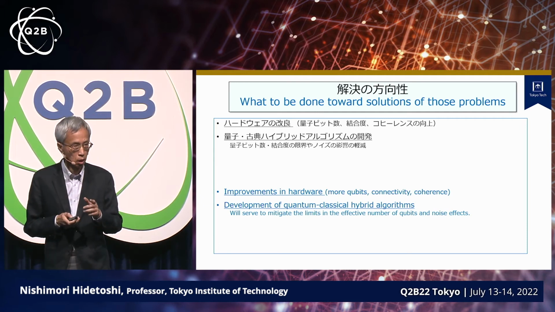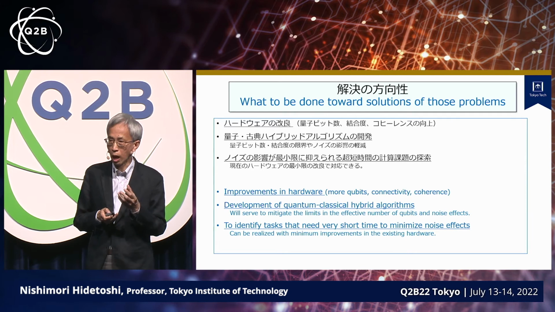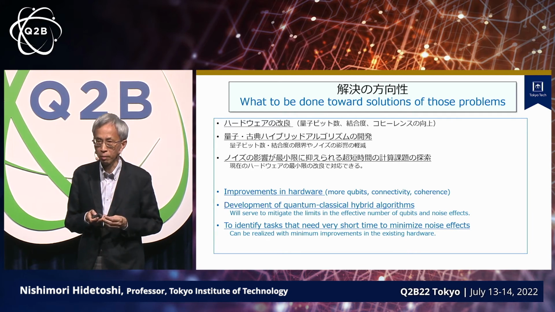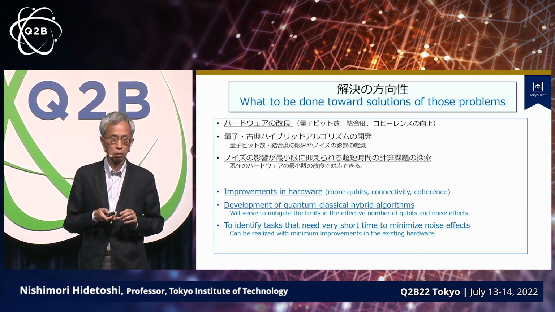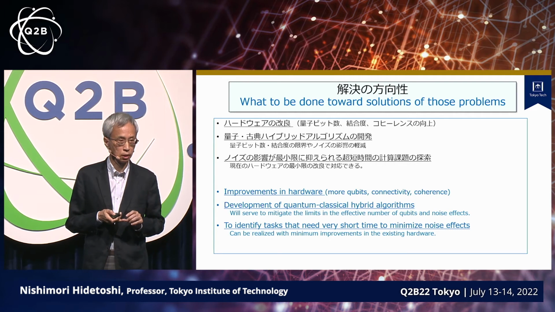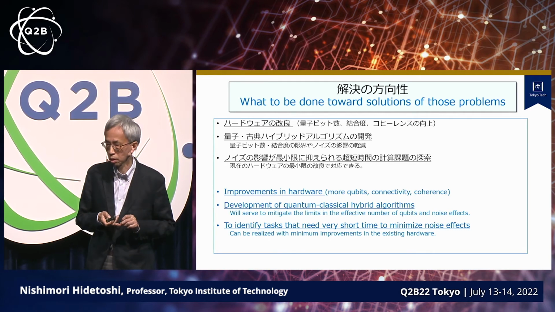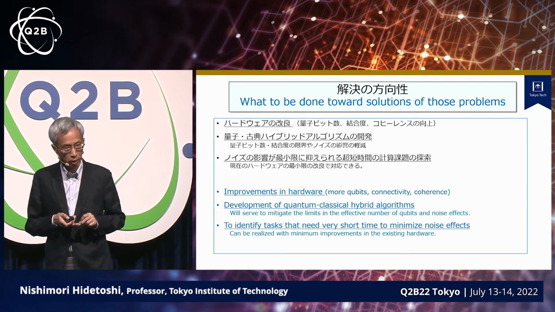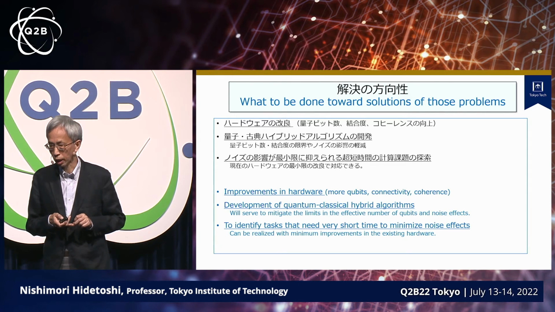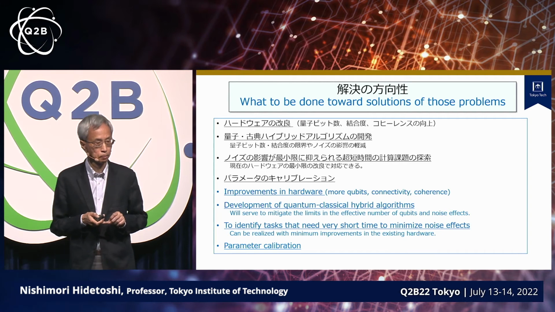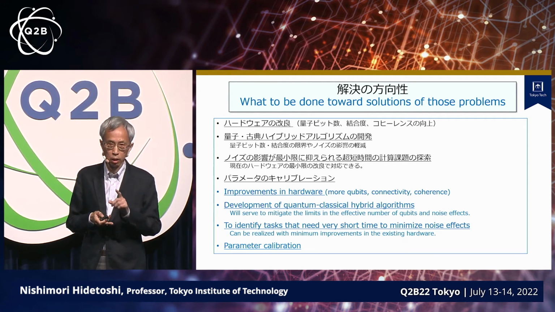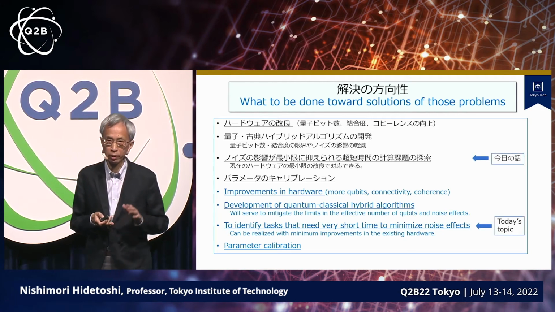And the next one, which is going to be today's topic, is to identify tasks that need a very short time, to minimize the noise effect so that we can avoid thermal noise. And the next one is parameter calibration. Those are the directions for the solutions. And this is what we are going to talk about today, the latter part.